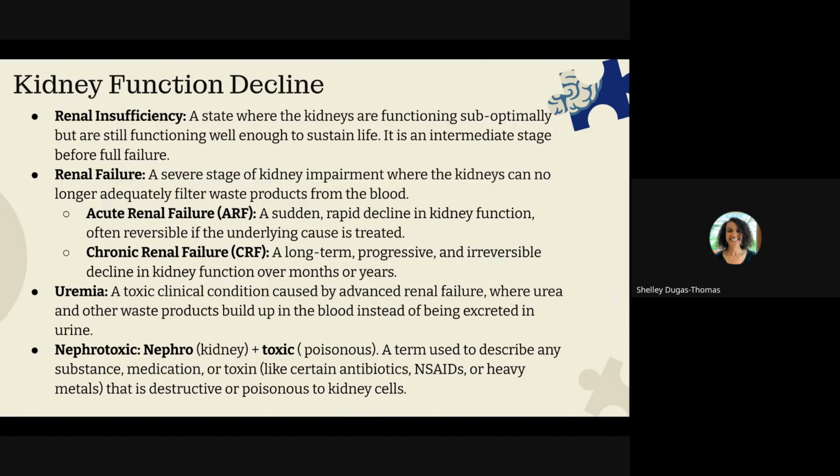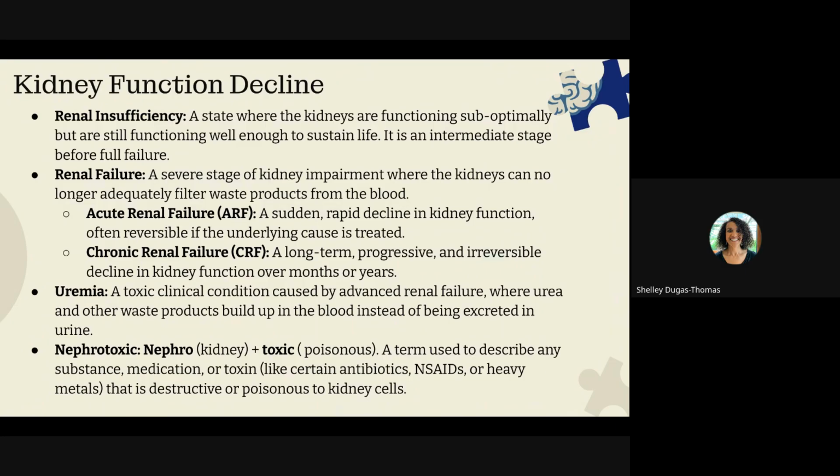Uremia is a toxic blood condition, ur for urine or waste plus emia, blood condition, caused by advanced renal failure. Waste builds up in the blood instead of leaving in the urine. This can also lead to uremic frost on the body, which is like a white dusting coat.